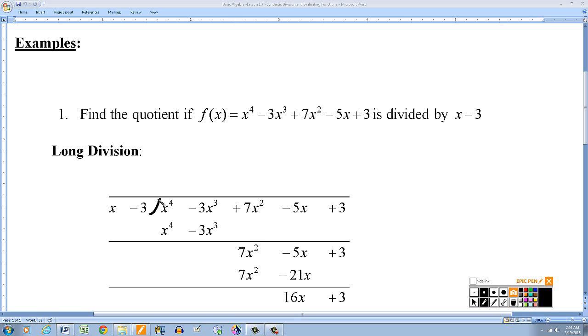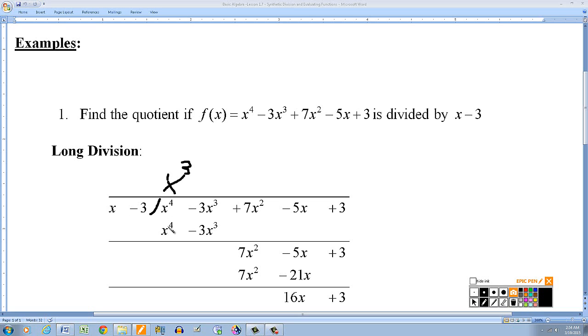Okay. So the way it works again, the divisor has to be in descending powers also, so we have x minus 3. So we divide the x into the x to the fourth. That should give me x to the third. Okay. And then I multiply the x to the third times the divisor, which is x minus 3. So that gives me, as you see down here, x to the fourth, and then x to the third times minus 3 gives me minus 3x to the third.